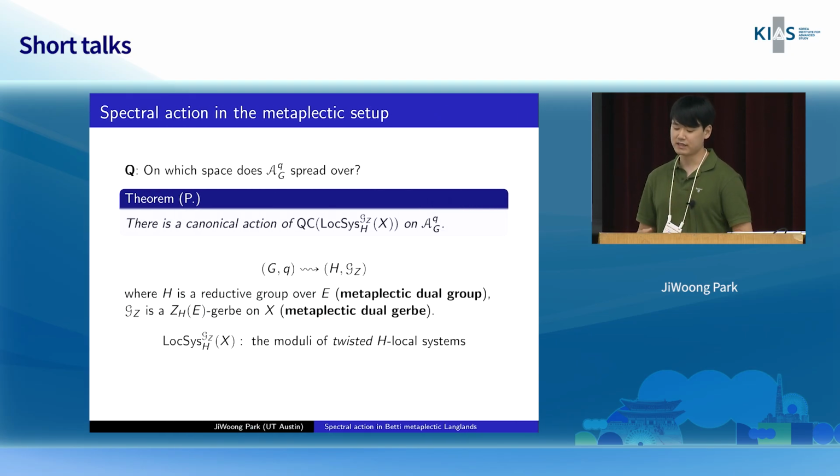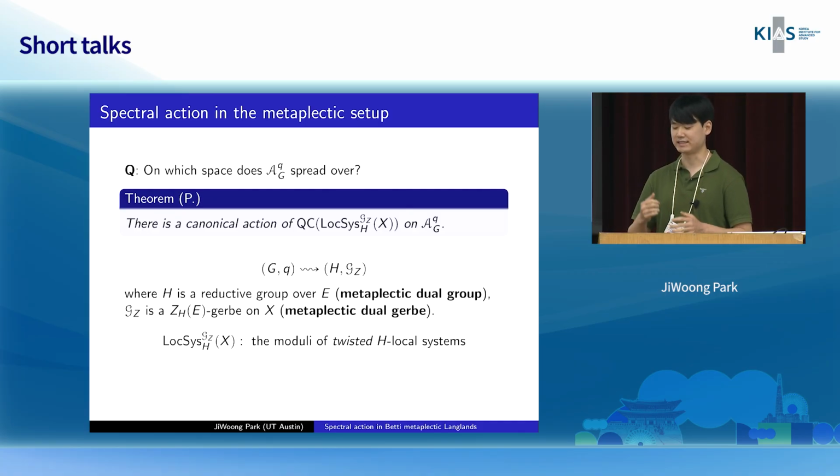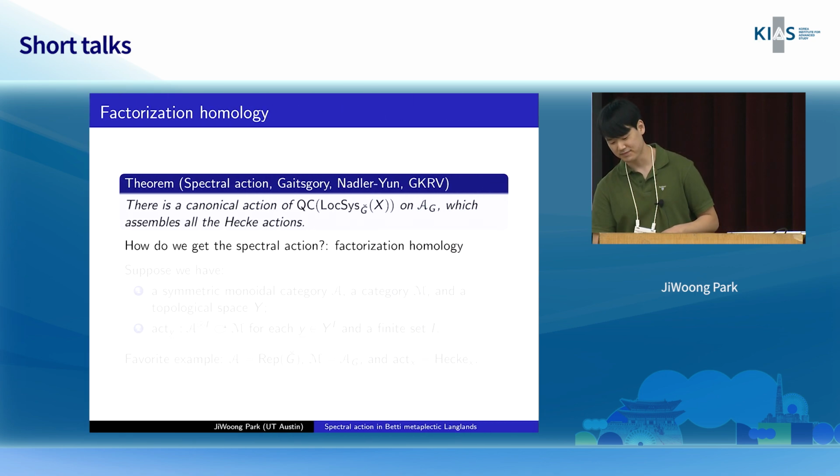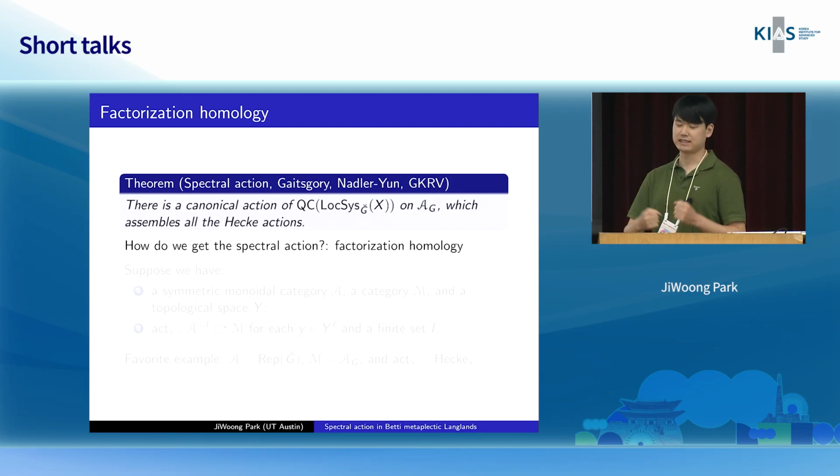Yeah, so from now on, I'm going to explain some ideas behind this theorem. And to do so, it is helpful to look back to the untwisted case. In the untwisted case, remember we had this following spectral action. And it turns out that this spectral action follows from the general categorical framework of factorization homology.